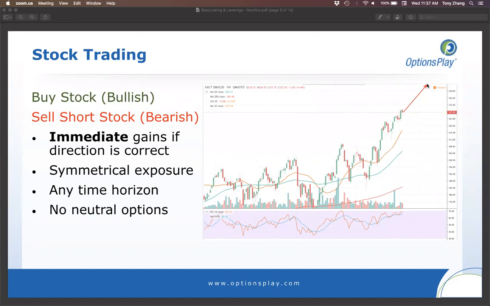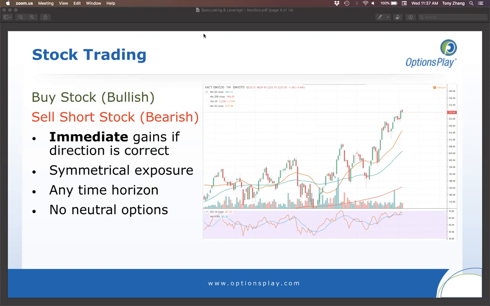The only limitation to stock trading is the fact that you have 0 neutral options, meaning if you believe a stock is near a resistance level, you don't think it's going to go much higher, but maybe you're not bearish on that trade, and you don't think the stock's going to move anywhere, you really can't trade a stock to make money if it doesn't move. So you do not have any neutral options. So I think this part is pretty clear for most people, that stock trading is symmetrical exposure, easy to calculate your gains. And the most important part is the fact that you get symmetrical exposure.